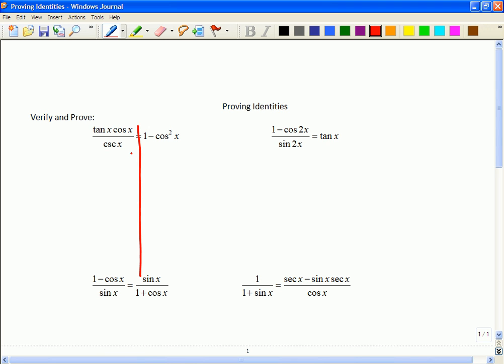So let's see if we can, you remember some strategies that we talked about? What strategy might you want to employ here to do this proof? Yeah. Let's start there. We'll turn everybody into sines and cosines. So I'm going to rewrite this as sine of x over cosine of x times cosine of x all over 1 over the sine of x.